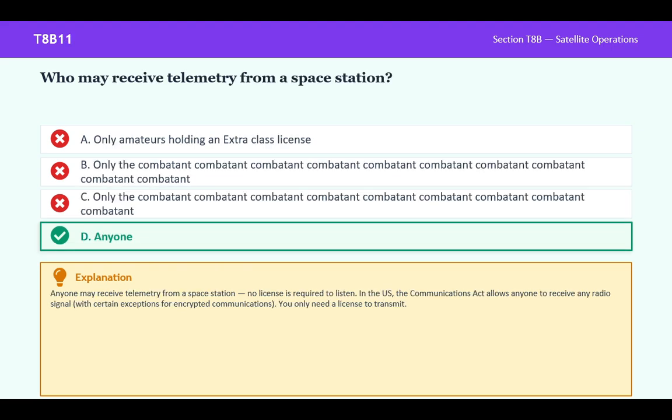Who may receive telemetry from a space station? D. Anyone. Anyone may receive telemetry from a space station. No license is required to listen. In the U.S., the Communications Act allows anyone to receive any radio signal with certain exceptions for encrypted communications. You only need a license to transmit.